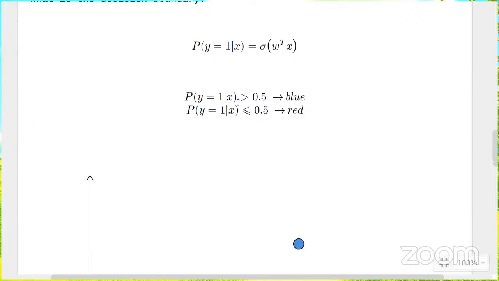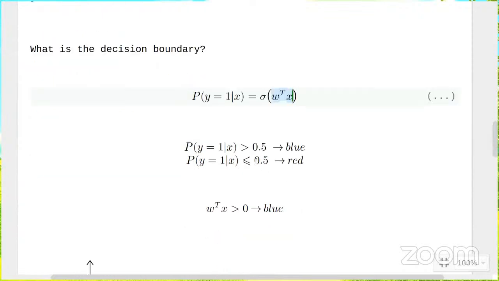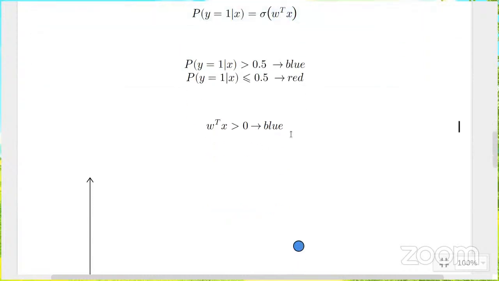Now, if you notice, what are those points for which you will get this blue color? All those points for which W transpose X is greater than 0 will get blue color, right? That's because of the property of the sigmoid function. Anything that is positive will return a value of 0.5 and above, and anything that is negative will give you a value of 0.5 and below. Okay, sir. Got it.